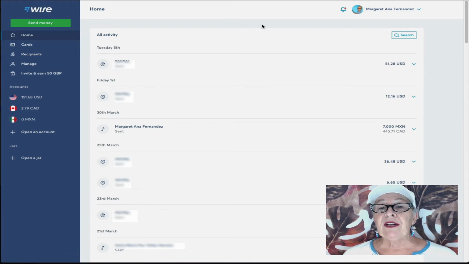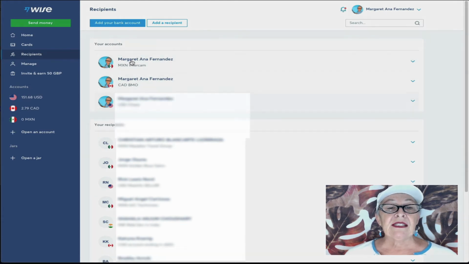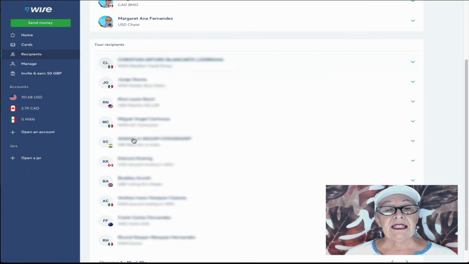So I'm going to be transferring some money from my Canadian account to one of my recipients here. Now recipients is, I'm a recipient as well. As you can see, I've got my 3 bank accounts set up. So I've got my Mexican account, my Canadian account, my US account. I've also got all my recipients, most of which are Mexicans. You can tell by the little flags. I have some US people.